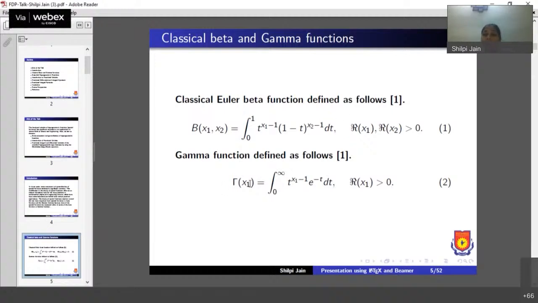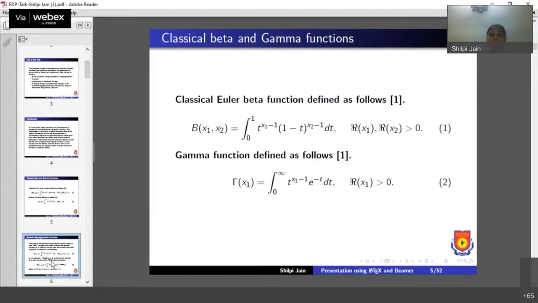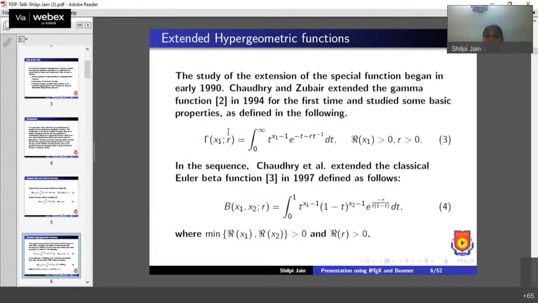This is the extended form of beta and gamma function, the classical Euler beta function. This is the basic Euler beta function and gamma function. The classical Euler beta function is given by beta(x1, x2) = integral from 0 to 1 of t^(x1-1) (1-t)^(x2-1) dt, where real of x1 and real of x2 are greater than 0, and the gamma function is defined as gamma(x1) = integral from 0 to infinity of t^(x1-1) e^(-t) dt, real of x1 greater than 0. This is the basic definition of the Euler beta function and gamma function.